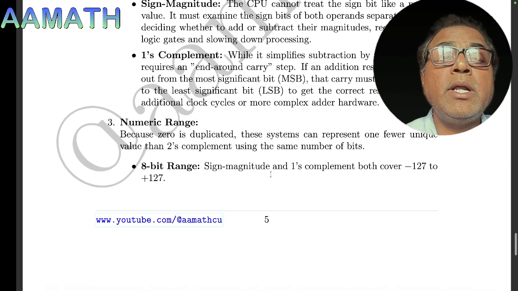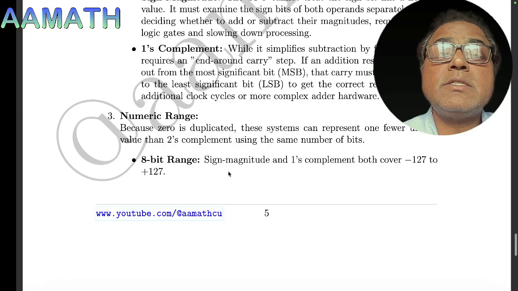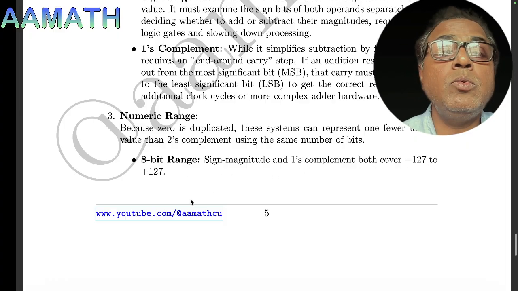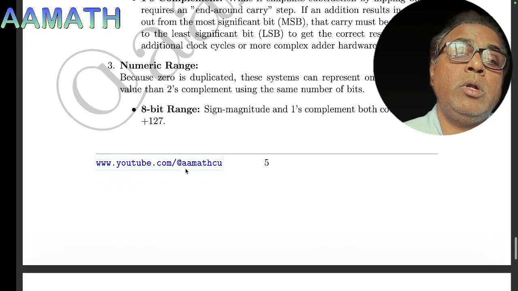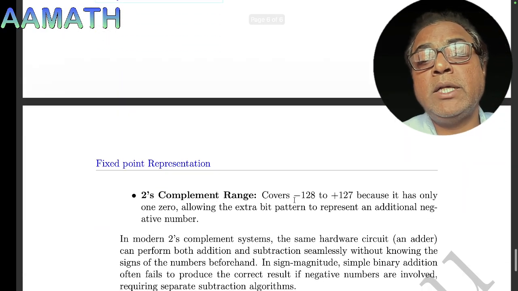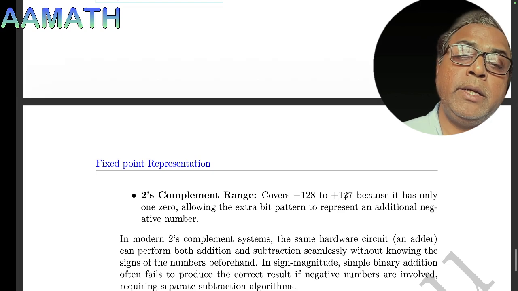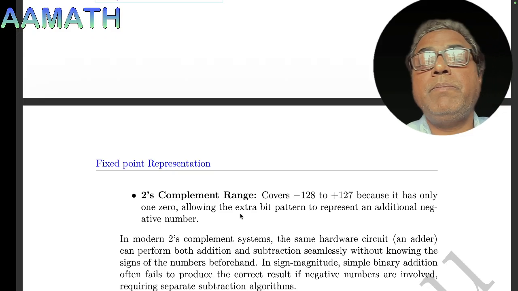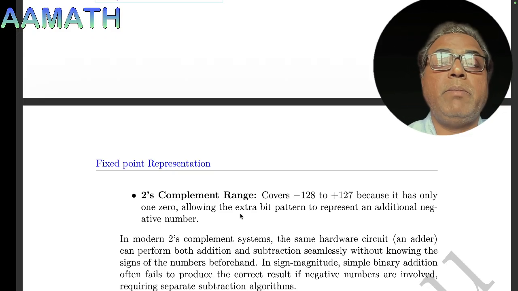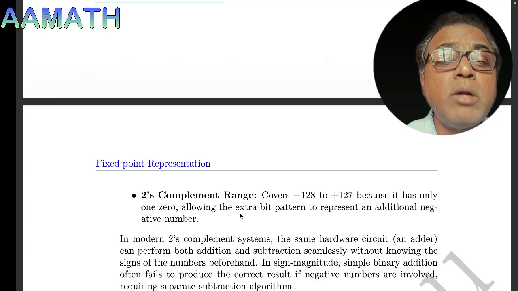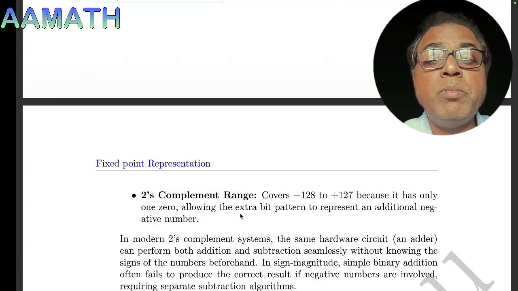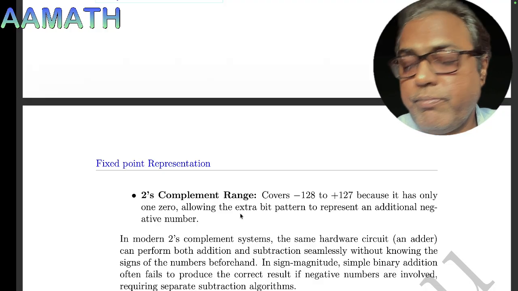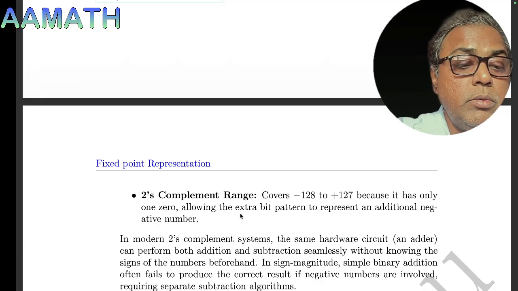And numerical ranges: for 8 bits, sign magnitude and one's complement both cover minus 127 to plus 127. But 2's complement ranges from minus 128 to plus 127, because it has only one 0, allowing the extra bit pattern to represent an additional negative number. So in modern computer systems, in most cases, the 2's complement system is used. Thank you for watching this video.